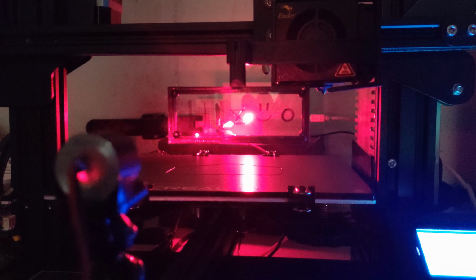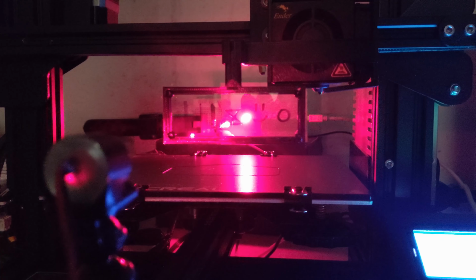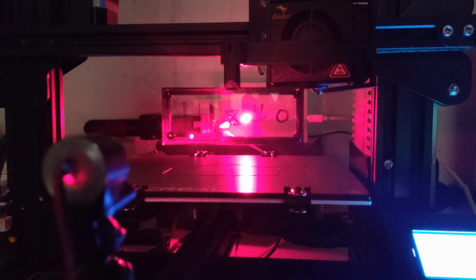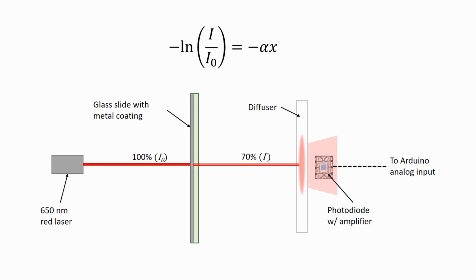First, we choose a laser with a wavelength that will be absorbed by our material. Then we shine this laser on our sample, where only some of the light will pass through. Technically, the glass will also absorb some light, but the amount is negligible compared to a metal film. The light that passes through then hits a diffuser, which makes sure all of the light is measured. Behind the diffuser is a photodiode with an amplifier to boost the signal value. Then you can just use a multimeter, or in my case an Arduino, to measure the voltage from the photodiode.